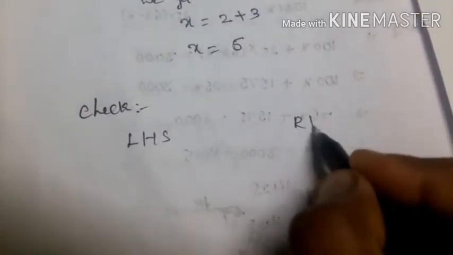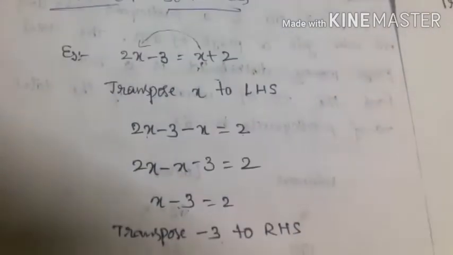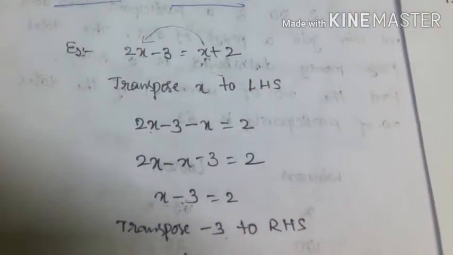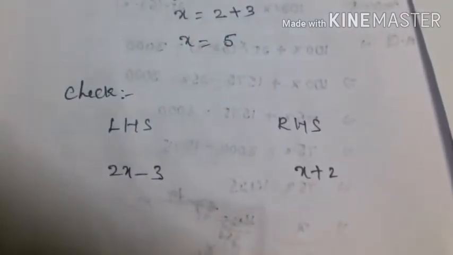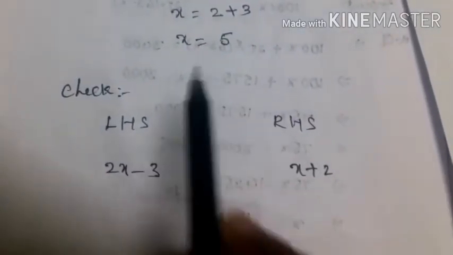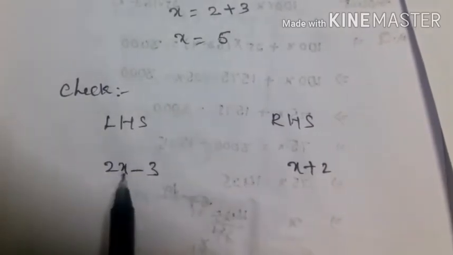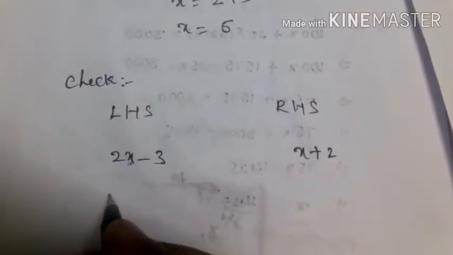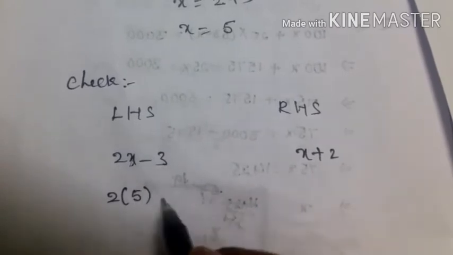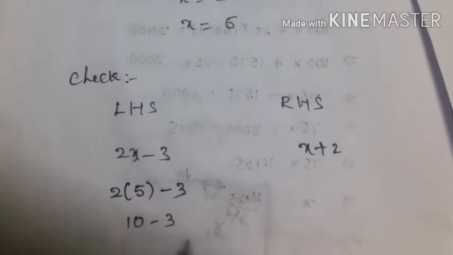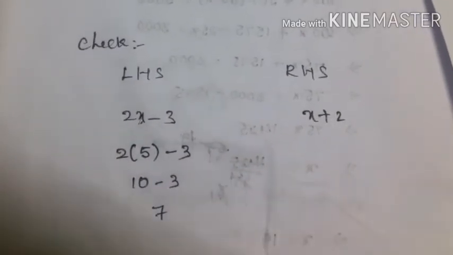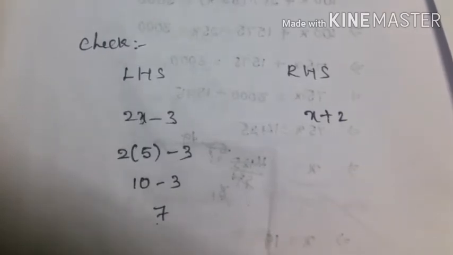First, what is LHS and what is RHS? Here the given LHS is 2x minus 3, and RHS is equal to x plus 2. Now substitute the x value. 2 into what is x? 5, minus 3. Yes, 2 times 5 is 10, minus 3. So 10 minus 3 is equal to 7. We got the LHS value as 7.